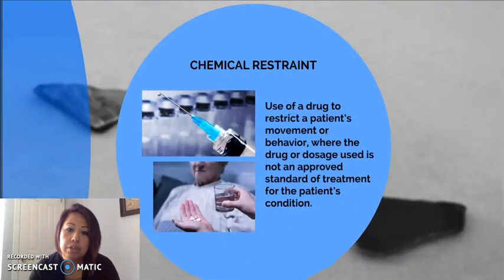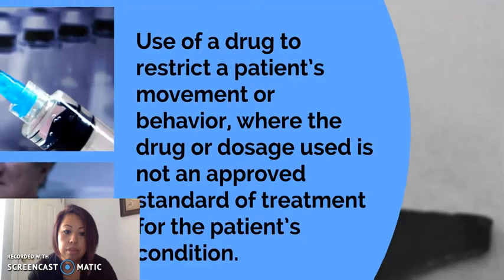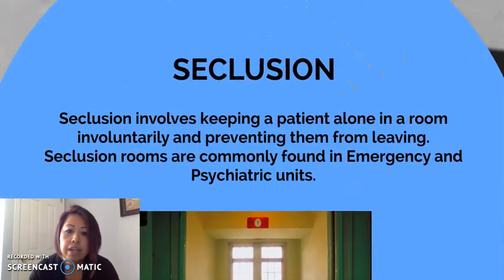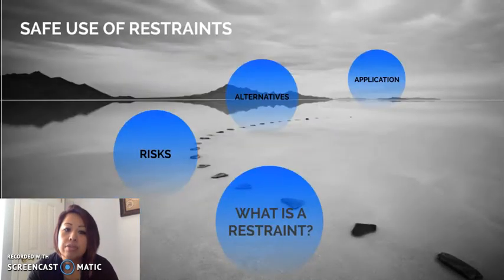Secondly, you have chemical restraints. Chemical restraint is the use of a drug to restrict a patient's movement or their behavior where the drug or dosage used is not an approved standard of treatment for the patient's current condition. Finally, you have seclusion. Seclusion involves keeping a patient alone in a room involuntarily or against their will and preventing them from leaving. Seclusion rooms are commonly found in emergency rooms and psychiatric units, so you won't likely see this on the med-surg floors. So these are all your types of violent restraints.